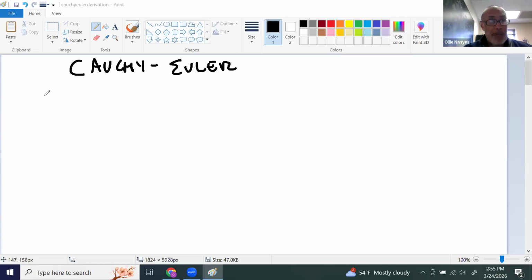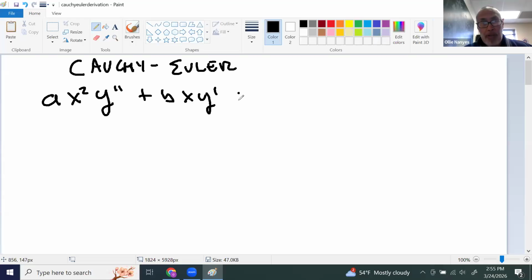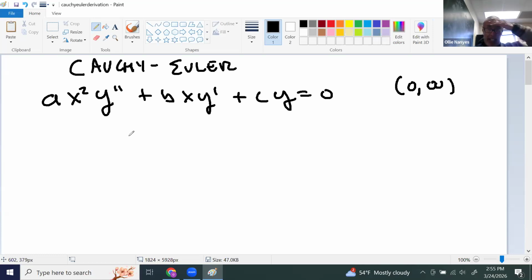Now, I'm going to be focusing on the second order, and what we say applies to higher order as well. So let's assume that we have a x squared y double prime plus b x y prime plus c y equals 0, where a is a constant, and let's assume an interval of validity of 0 to infinity. There's a good reason for that.